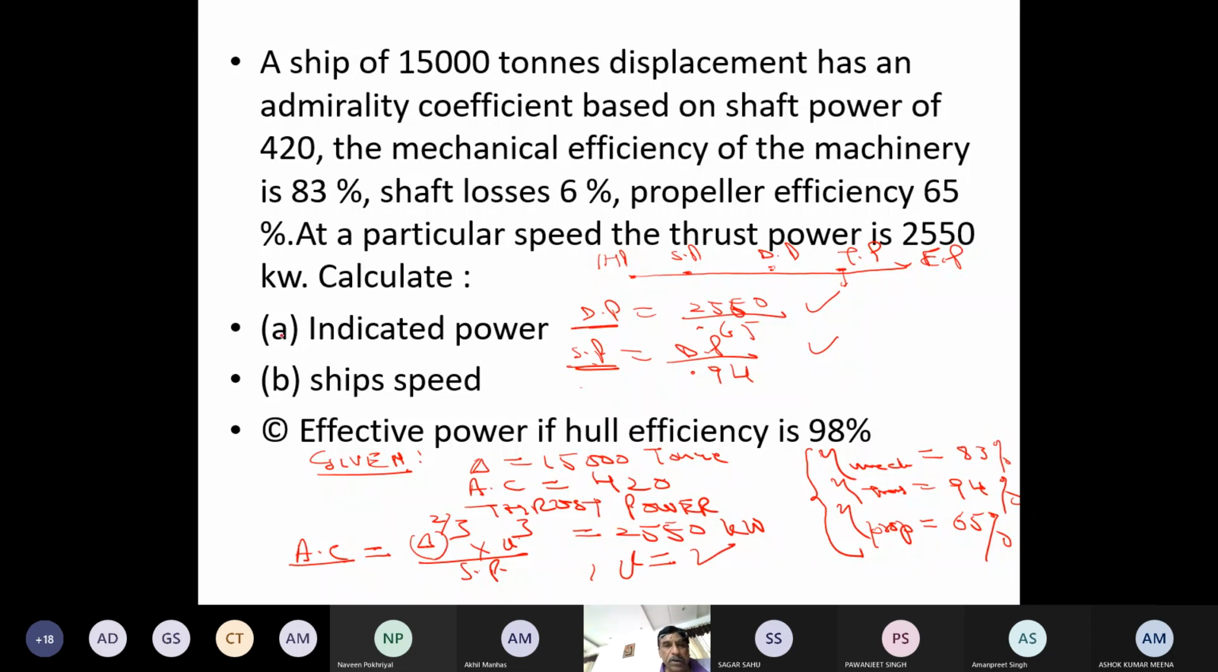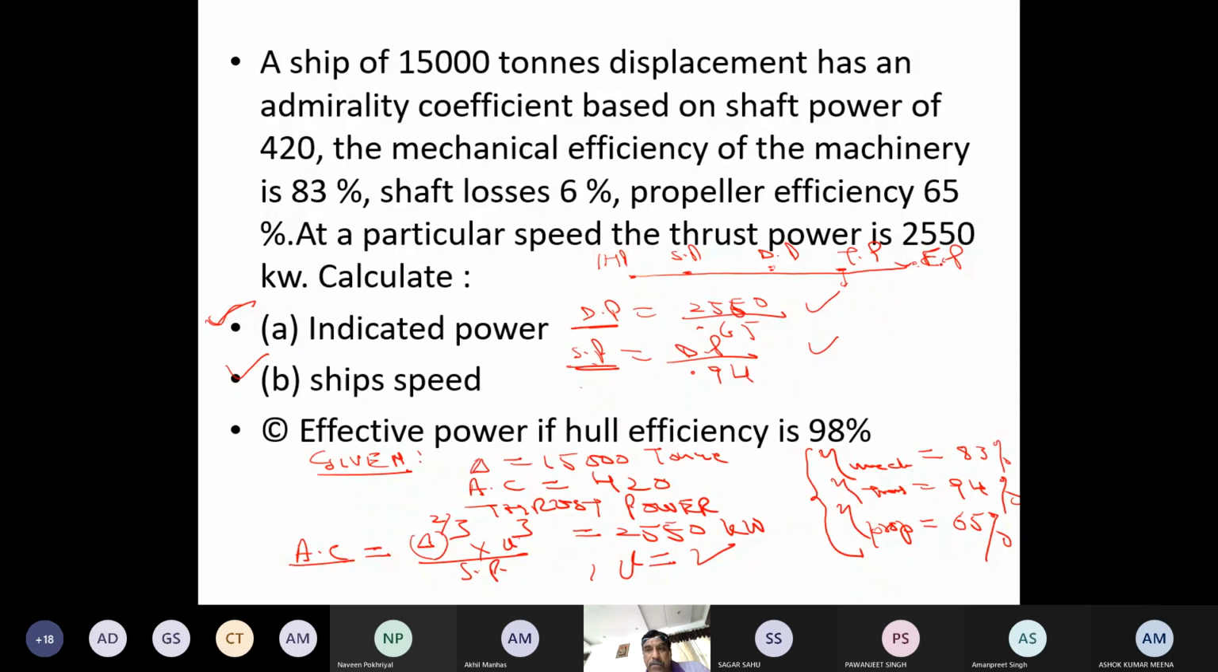Also, shaft power divided by mechanical efficiency, which is here 83%, that means shaft power divided by 0.83, will give me the IHP. So I will know IHP, and I will know the ship speed. These two things have been calculated. The last thing is effective power.